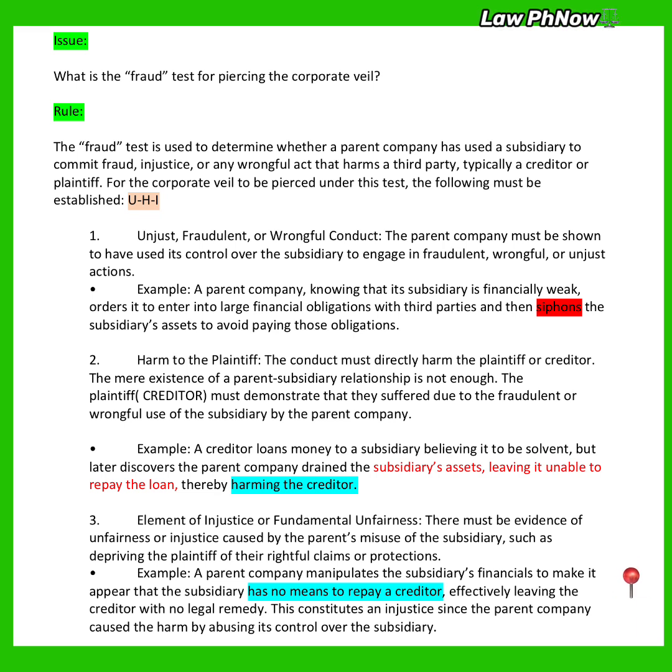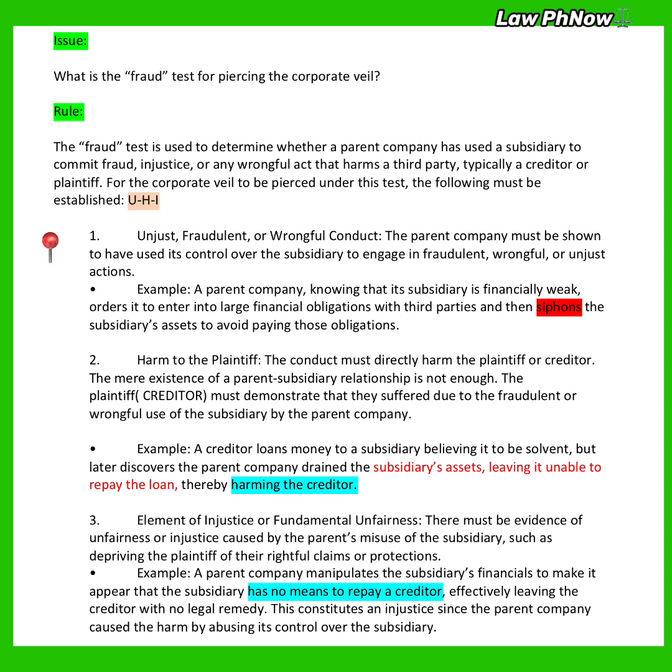2. Harm to the plaintiff. The conduct must directly harm the plaintiff or creditor. The mere existence of a parent-subsidiary relationship is not enough. The plaintiff must demonstrate that they suffered due to the fraudulent or wrongful use of the subsidiary by the parent company. Example: a creditor loans money to a subsidiary believing it to be solvent, but later discovers the parent company drained the subsidiary's assets, leaving it unable to repay the loan, thereby harming the creditor.